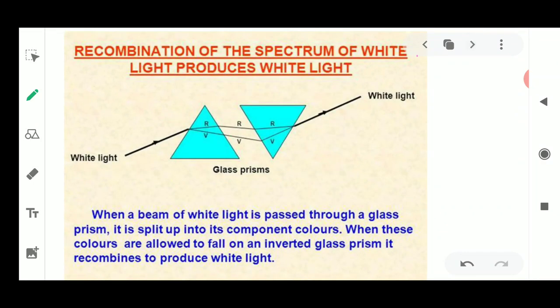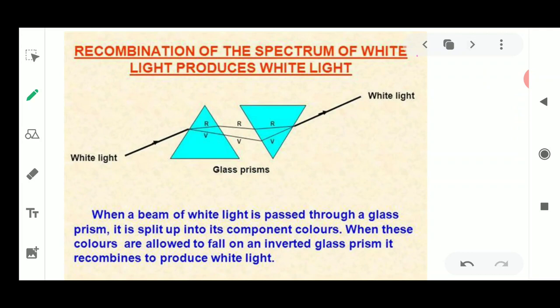Now if you are going to combine these 7 colors, are we able to get white light? This is the question which arose in the mind of the scientists. So they found that yes, of course, when we join the VIBGYOR, or recombine the spectrum of white light, it is going to produce white light.